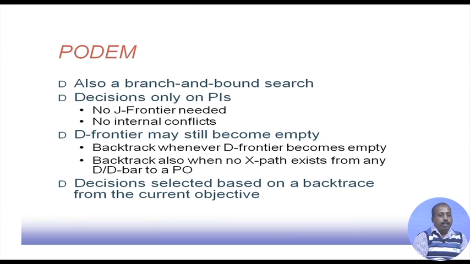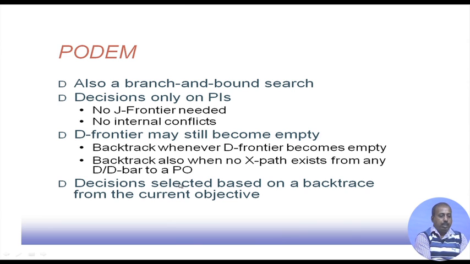Next, we will look into another algorithm which is also a branch and bound technique, known as the PODEM algorithm. Here the decisions are only on the primary inputs. So, we do not need to consider any J frontier, only primary inputs are to be considered, and there cannot be any internal conflicts. The conflict will occur only at primary input. So, there is no point trying to have a J frontier separately. We can directly remember the primary input that needs to be justified for a particular case.